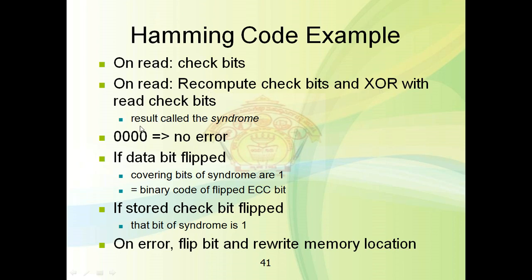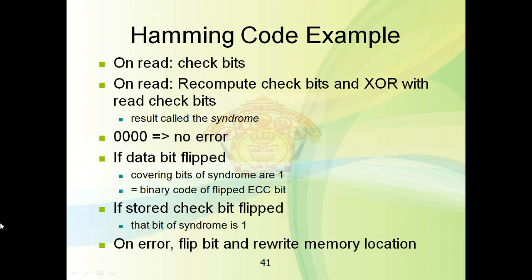The syndrome is calculated from the data bits. We have to read the stored check bits, calculate the check bits again from the data bits, and take the bitwise XOR of the two. This result is called the syndrome. If the syndrome is 0 0 0, then no error has occurred. If data bits are flipped, you will get a nonzero syndrome, and that syndrome is nothing but the number of the bit that is flipped, so you can correct that bit.